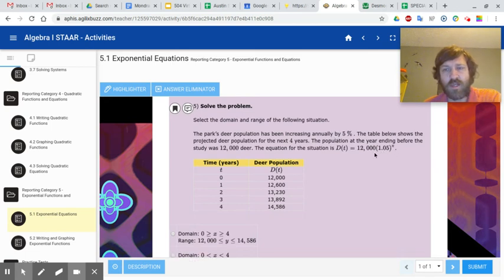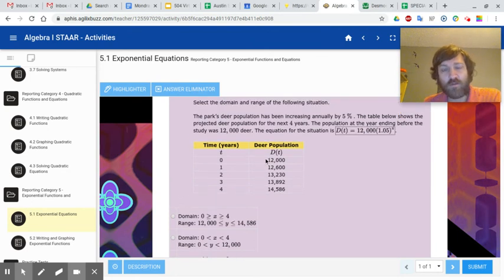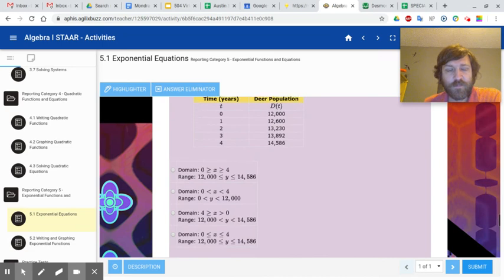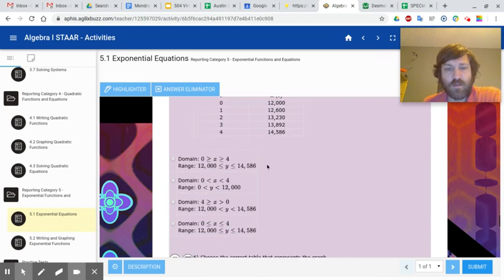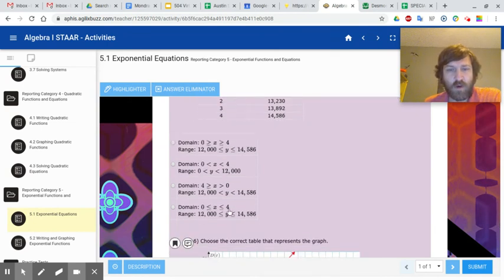Okay, so the important idea here is that this number, the 12,000, being the initial amount, is the low end of our range. Our range goes from 12,000 up, and our time goes from 0 up. We can't have negative time. And we know our deer population starts at 12,000. So that needs to be represented in our domain and range. So if you look at this, you'll see the only ones that match in terms of the years are going to be 0 to 4.